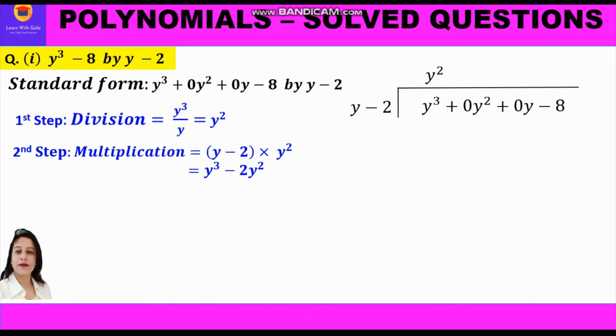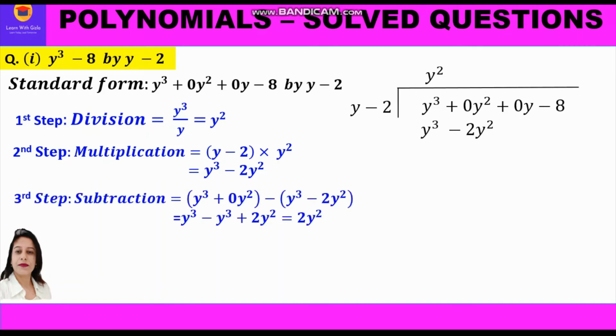Now second step is multiplication. We have to multiply the divisor with the quotient which we have obtained in step 1. So we shall multiply y minus 2 into y square and we shall get y cube minus 2y square. Now this y cube minus 2y square we will write just below y cube plus 0y square. Now we have to move to next step, that is subtraction. We have to subtract y cube minus 2y square from y cube plus 0y square.